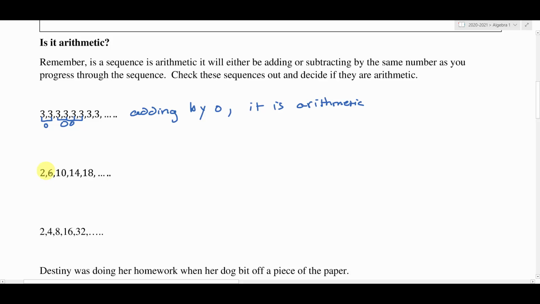All right, so let's check this one out. I'm going to do the same thing here. So this is 2, 6, 10, 14. So if I go from 2 to 6, I'm adding 4. If I go from 6 to 10, I'm still adding 4. 10 to 14, I'm still adding 4. And 14 to 18, I'm still adding 4. So based on what I can see in this sequence, it looks like I'm adding by 4 each time. So this is arithmetic.